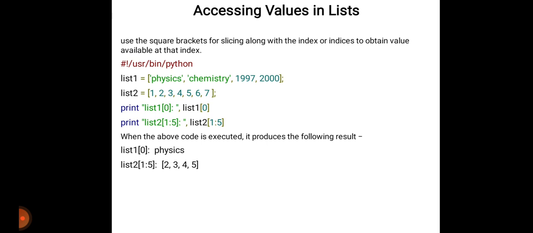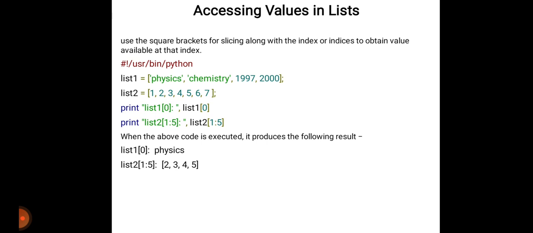So to access values in the list, use the square brackets for slicing along with the index or indices to obtain the value available at that index. Here one example is given: #!/usr/bin/python, list1. In list1, the contents or the words are arranged in square brackets. Here we are accessing the value in a list. Our list is physics, chemistry, 1997 and 2000.